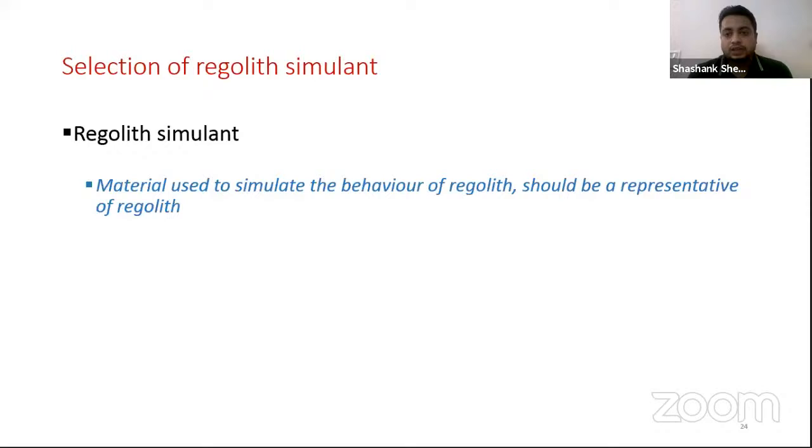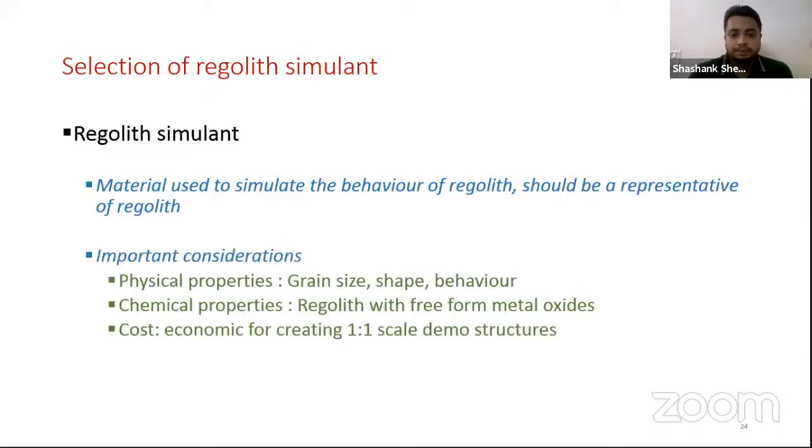So we have to understand the behavior of that soil in terms of shape, size, and its chemical composition as well. And then at the end, we have to demonstrate that it is economical at scale when we are trying to develop that structure.